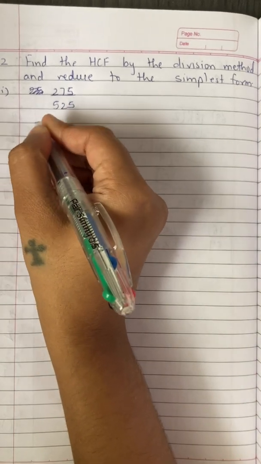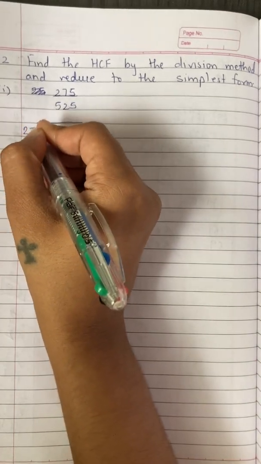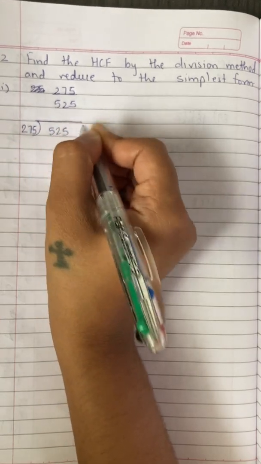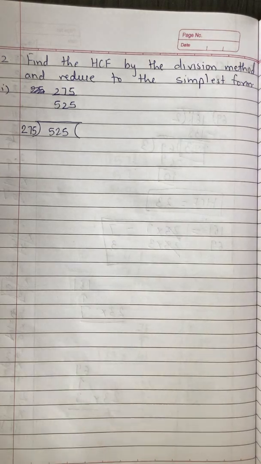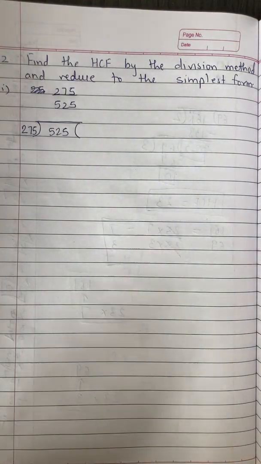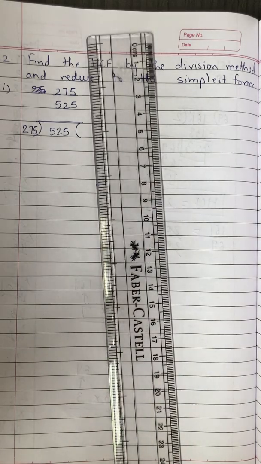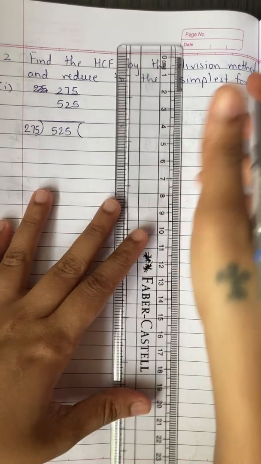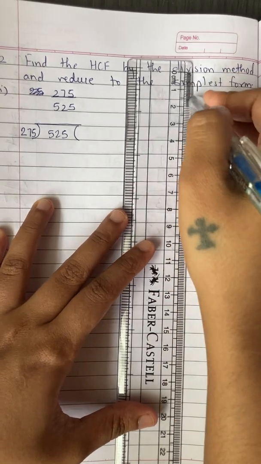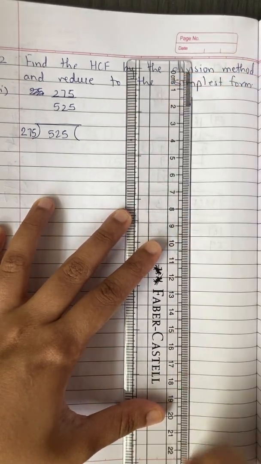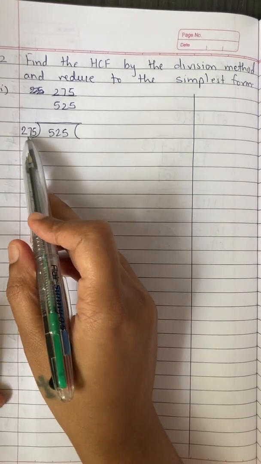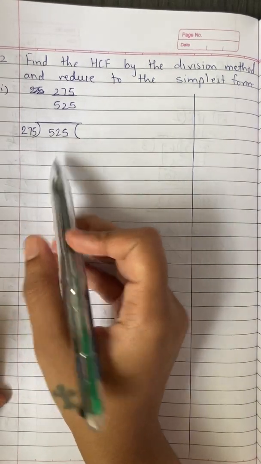So I'll write down the division like this. Here I will write down 275 and here I'll write down 525. Now I'll make some rough space to write down the tables. After doing that, you have to check in the 275 table whether 525 is there or not.